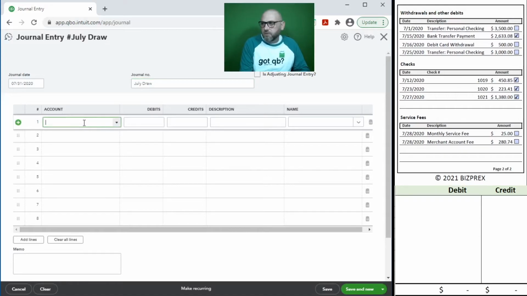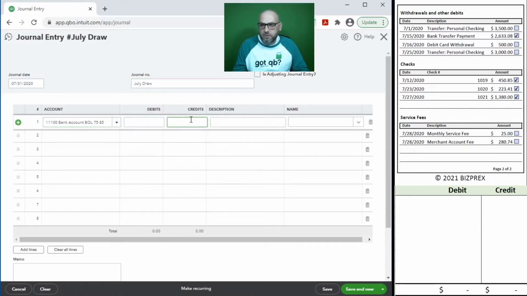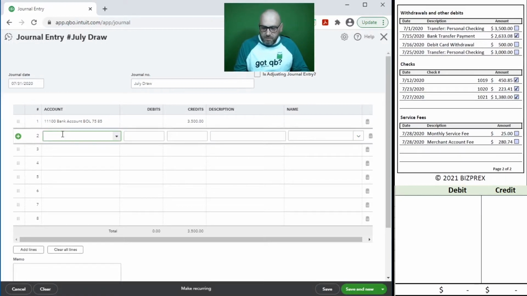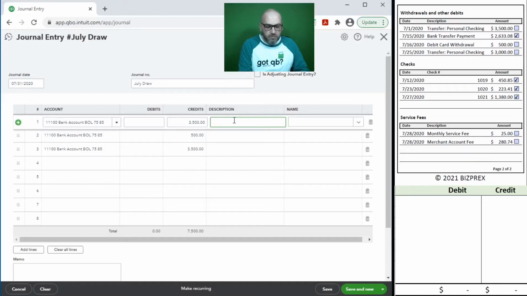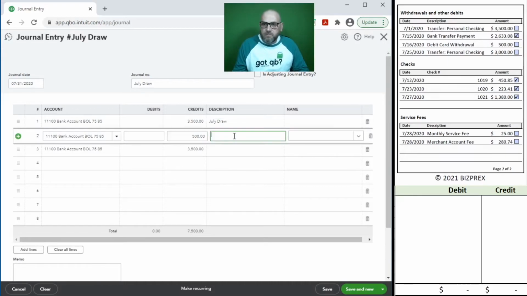We know that our bank account will be impacted and it goes down when it is credited. So here it is. Again, we had 500 ATM, and then we had another transfer to personal account. Each one of these amounts will reduce our bank account balance, and we can put description. That's our July draw.